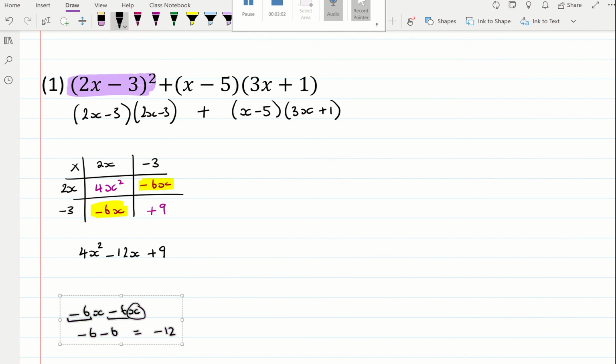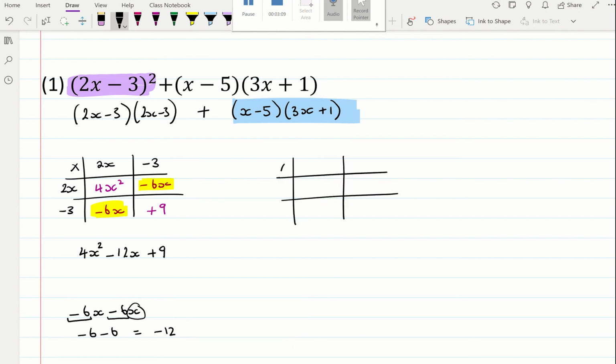And then the next thing I'm going to do is expand this set of brackets as well. And again, I'm using the box method. So I've got x minus 5, 3x plus 1. 3x times x is 3x squared. Negative 5 times 3x is negative 15x. X times 1 is a positive 1x, or just an x. And negative 5 times 1 is negative 5.